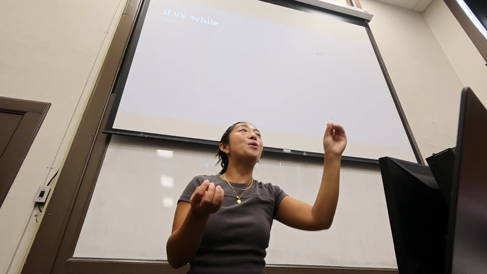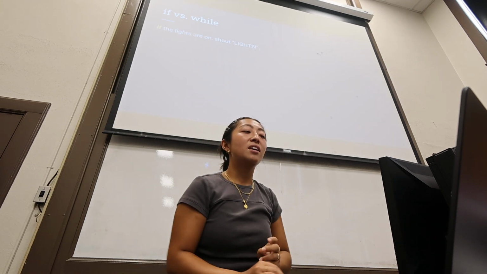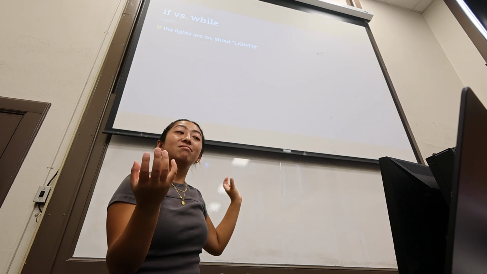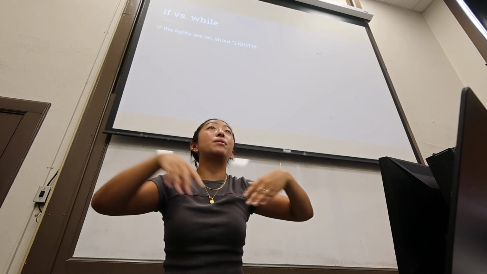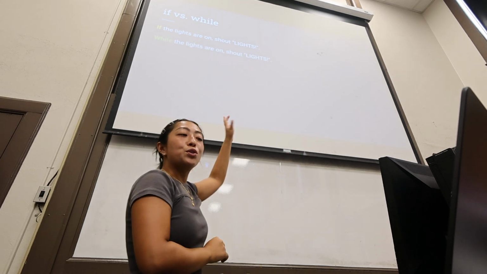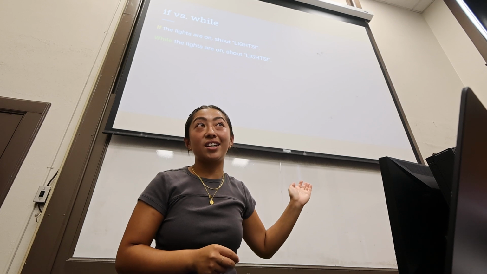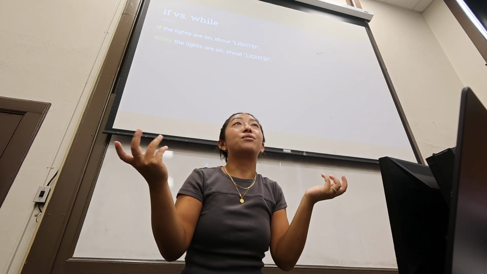Okay, so just to maybe try to make this distinction between if and while, let's look at some examples. So if the lights are on, then shout lights. Because the lights are on, I would shout lights, but it would happen one time, right? Let's say I change the if to while. So while the lights are on, shout lights. So I will keep shouting lights until the lights turn off, right? And then I'll stop.